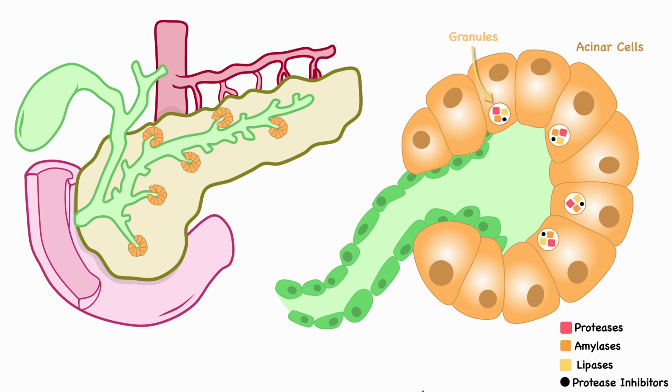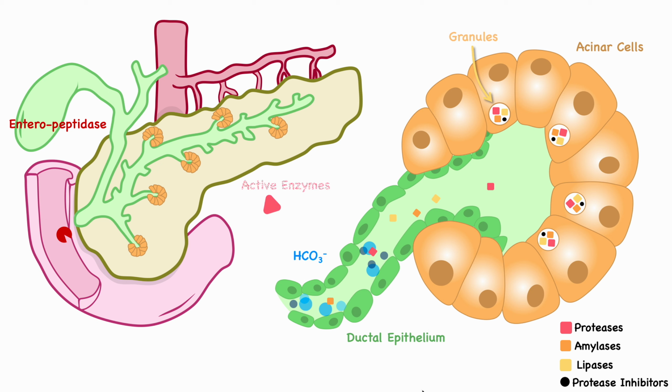So, once these zymogens get released into the duct, so these ducts are actually lined by ductal epithelium, and these ducts also produce a bicarbonate-rich fluid, and this will wash them down into the duodenum. So once it's in the duodenum, what's going to happen? Well, these zymogens are going to meet enteropeptidases, and this will actually allow them to be active and therefore do their function. So these are the new active enzymes.